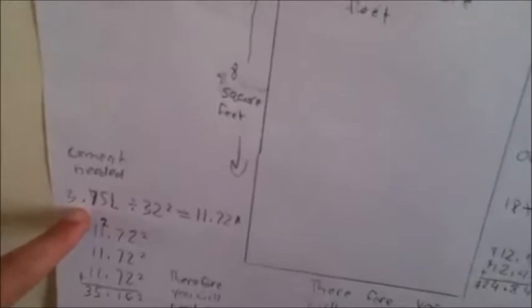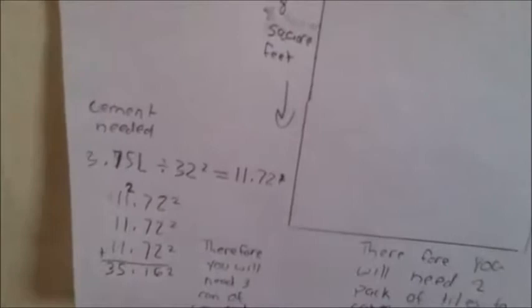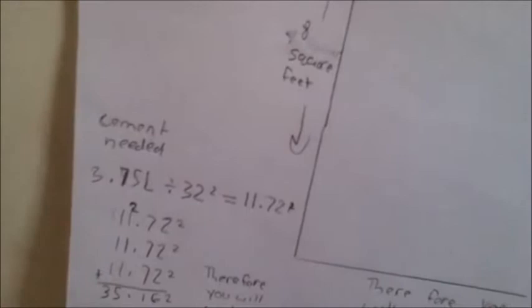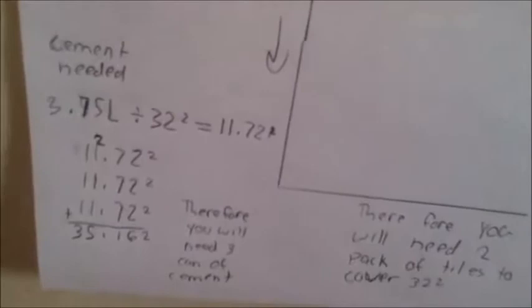is 3.75 liters divided by 32 square feet, and it'll give you 11.72 square feet. 11.72 square feet is not enough to cover 32 square feet, so you'll add 11.72 square feet 3 times, and it'll give you 35.16 square feet. Therefore, you will need 3 cans of cement because 35.16 square feet is just enough to cover 32 square feet.